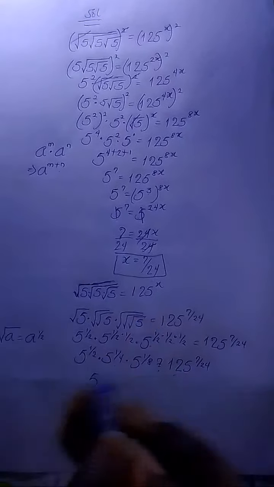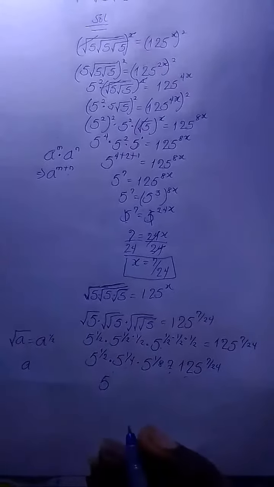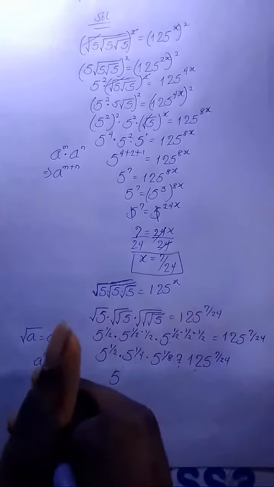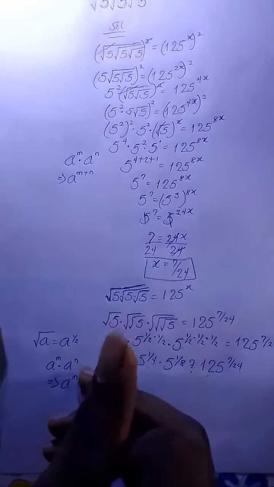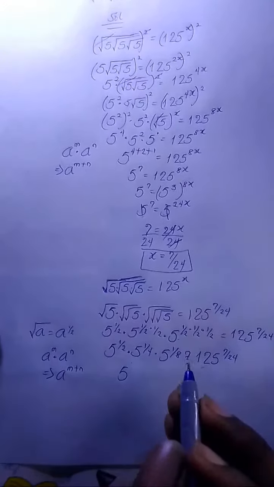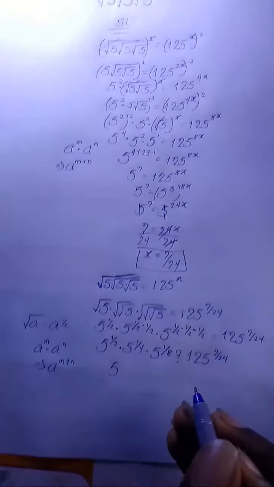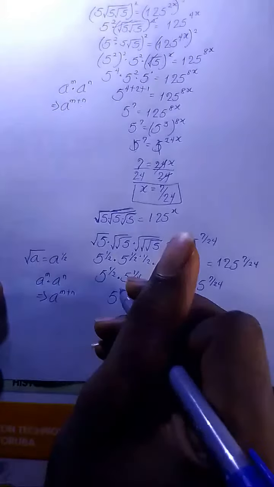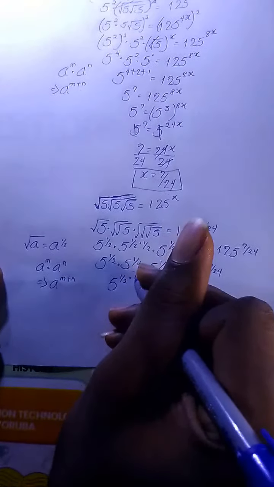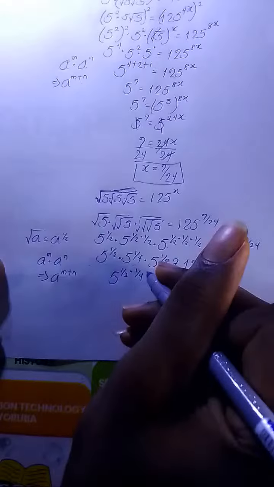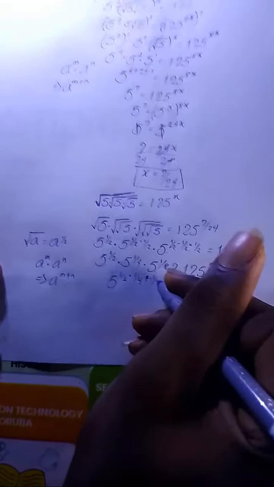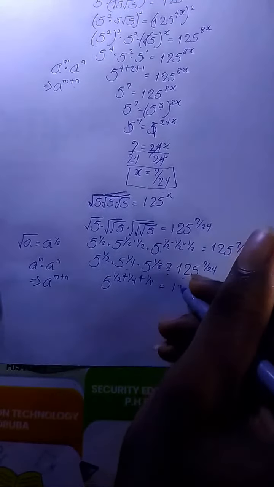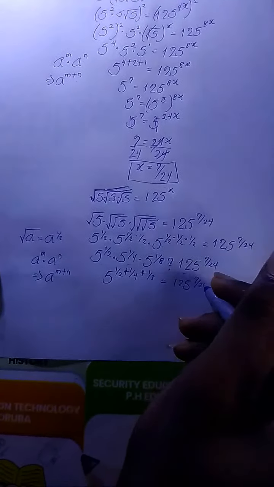So when we have a raised to the power of m times a raised to the power of n, it gives us a raised to the power of m plus n. So that's what we're going to do here. We are going to have 5 raised to the power of 1 over 2 plus 1 over 4 plus 1 over 8, right? Does it give us 125 raised to the power of 7 over 24?